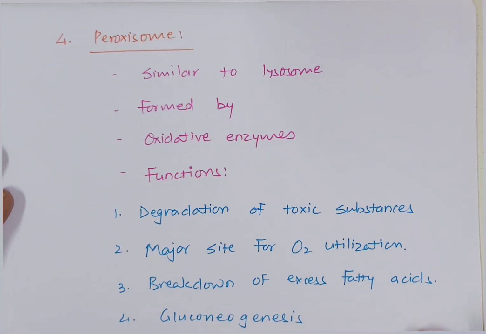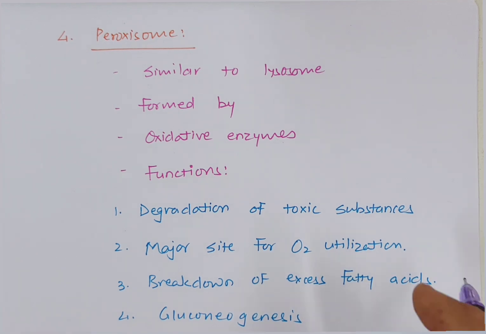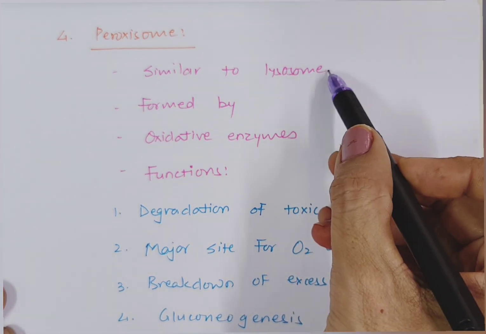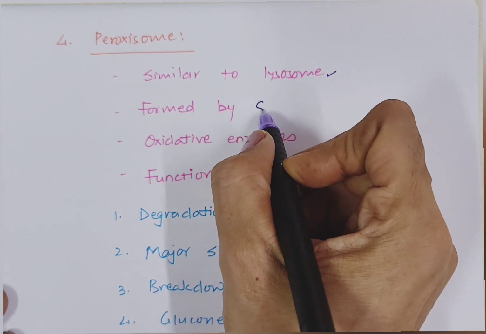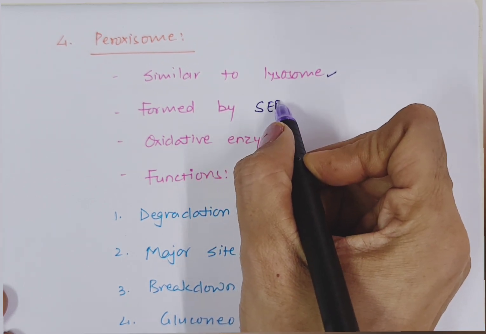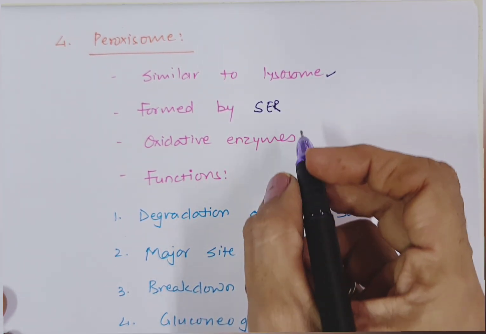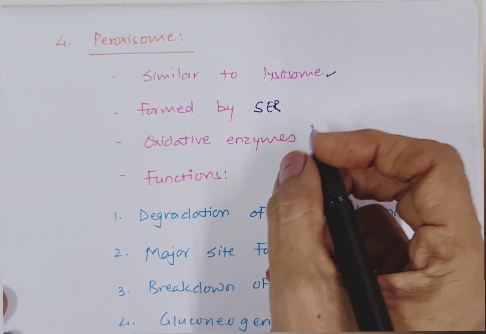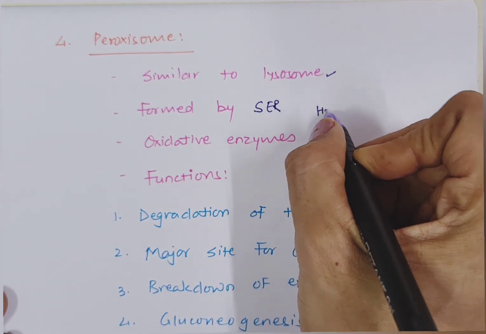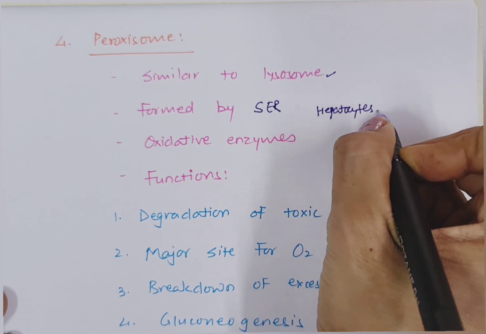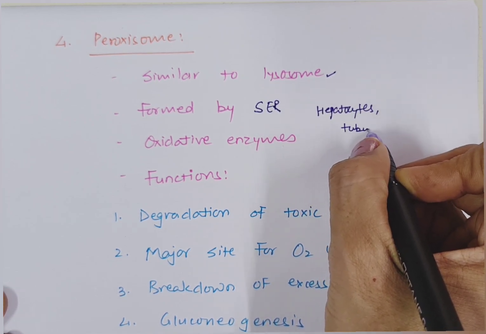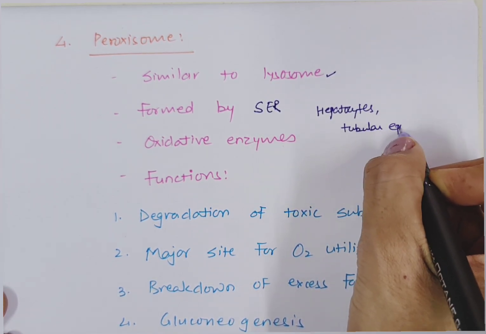The next organelle is the peroxisome. These are also similar to lysosomes, but lysosomes are produced from the Golgi apparatus, whereas these are produced directly from the smooth endoplasmic reticulum. These are prominent and present in large amounts in liver cells, which are known as hepatocytes, and in tubular epithelial cells. They have a large amount of peroxisomes.